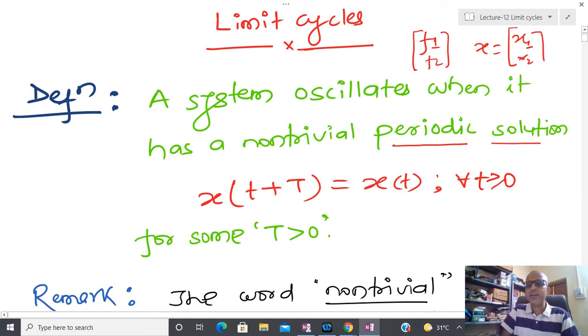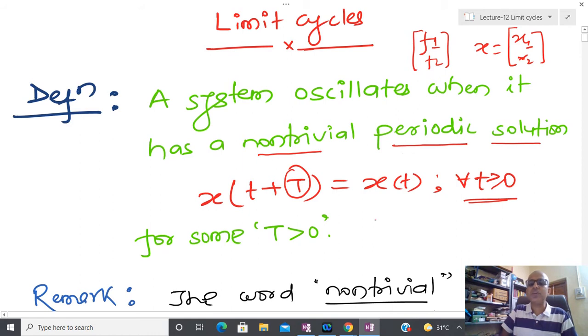Whenever we have some kind of periodic solution, it is possible to show that for all t there exists some time T such that this relation holds. If this relation holds, then we say that the dynamical system is going to oscillate, and this is not a trivial solution, it is a non-trivial solution.